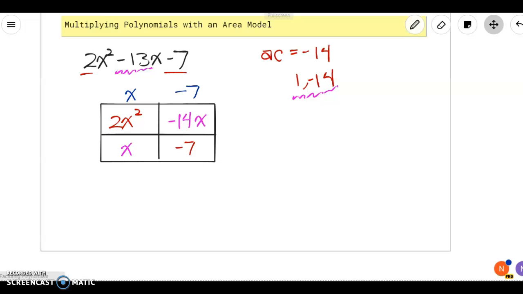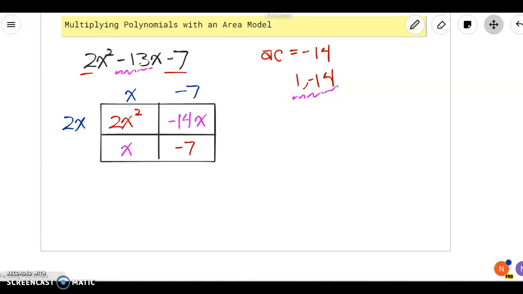Okay, and now let's do the same thing for our rows. Our first row has 2x squared minus 14x. I'm finding the greatest common factor of those two terms. They're both even numbers and they both have an x, so it's going to be 2x. And again, my first term, the 2x squared, was positive, so I know my greatest common factor is positive.